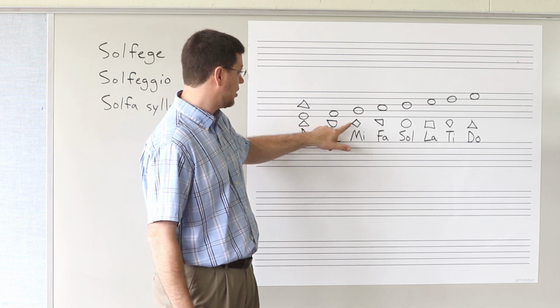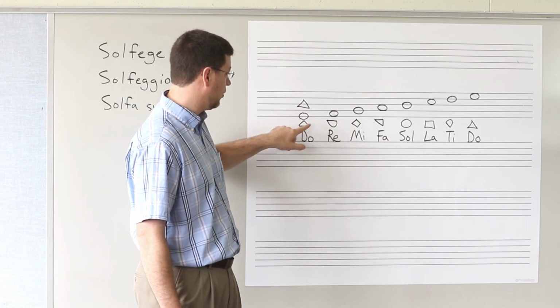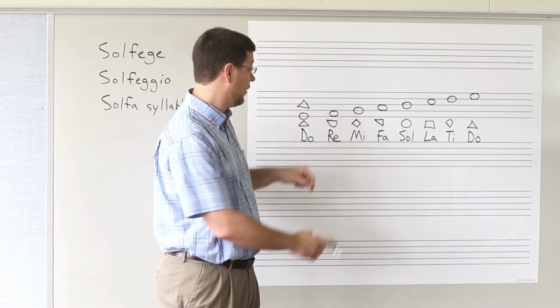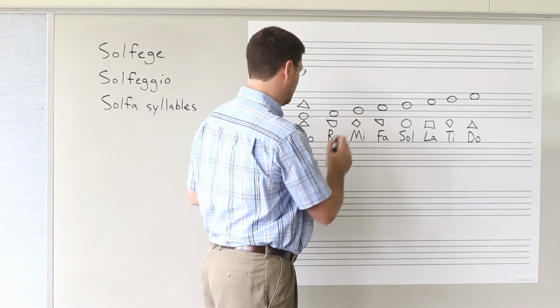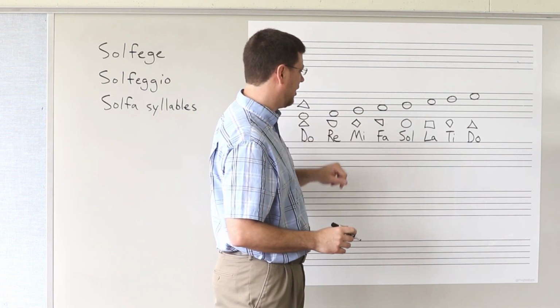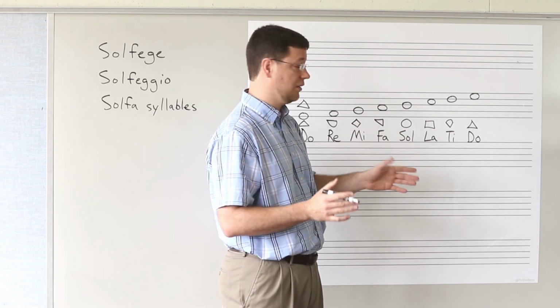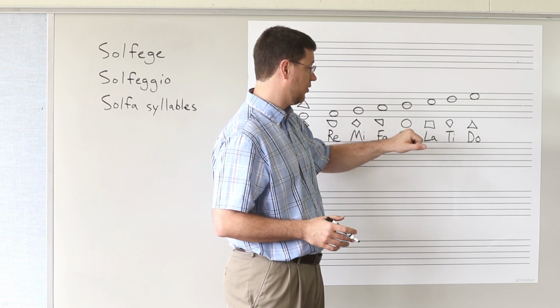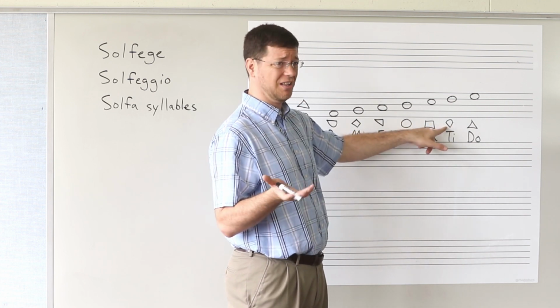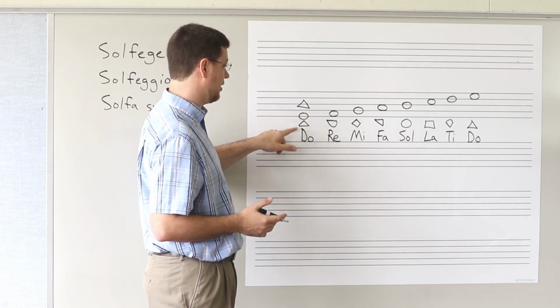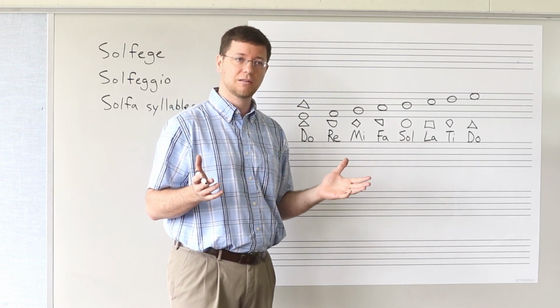So, notice these shapes. A triangle, a flat-topped hanging downy something for re. There is a diamond for mi, another triangle for fa, but it's on a funny angle. So is just round. La is a rectangle. Ti is what? An ice cream cone maybe? And do is the same at the end as it was at the beginning.